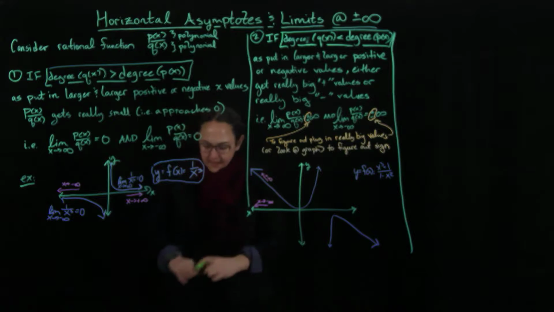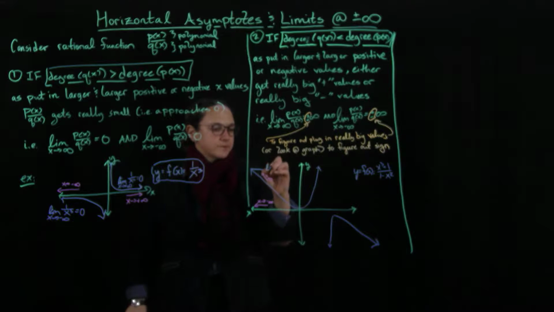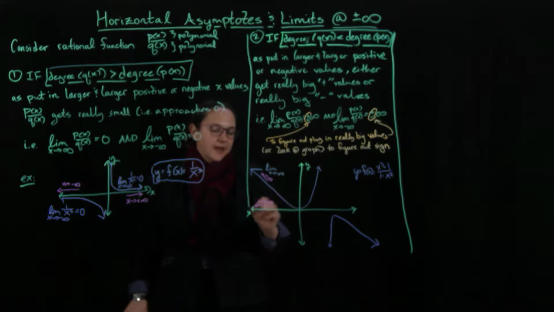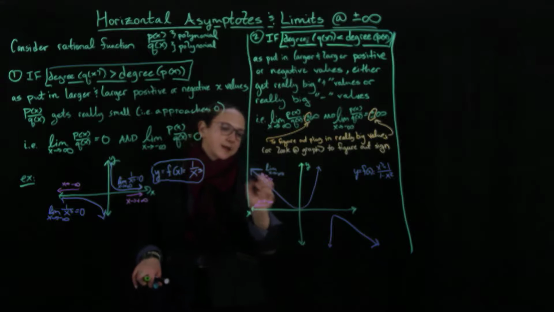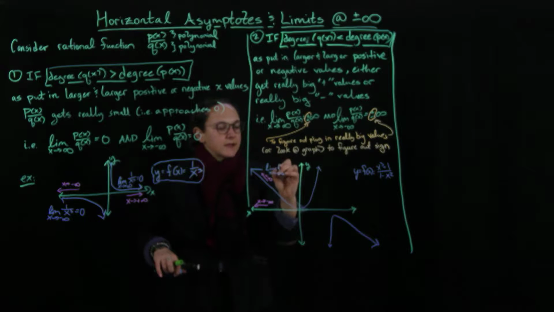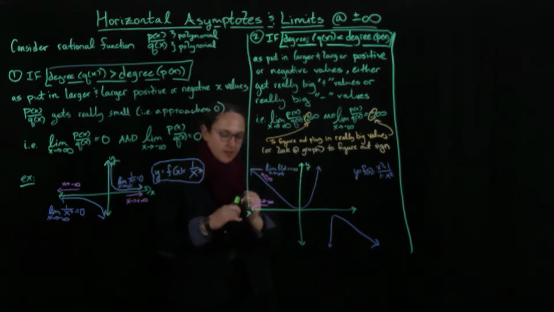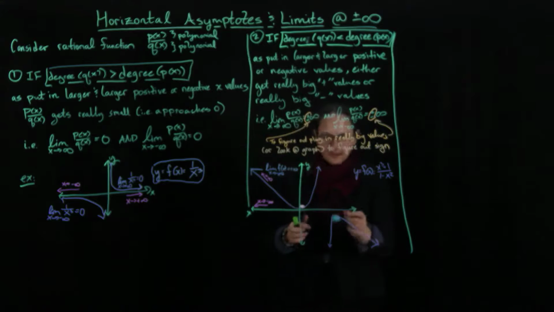Okay, so that tells me that the limit as x goes to minus infinity, the minus infinity being what's happening with the x values, and this is telling me my output, so what's happening with f of x, of f of x, I can see that it's going to equal plus infinity, because this is going up.